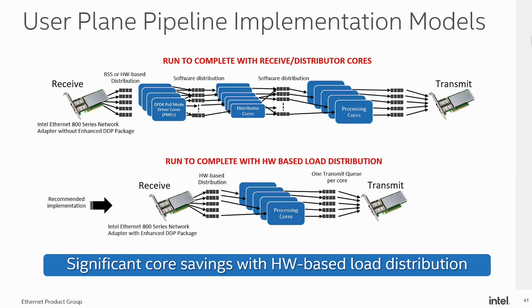With DDP enabled, the receive side, of course, can do more direct queuing directly to the processing core. So you get much more efficiency that way, and it reduces the core count, which overall can reduce the TCO in cloud or communication service provider data centers, for example.